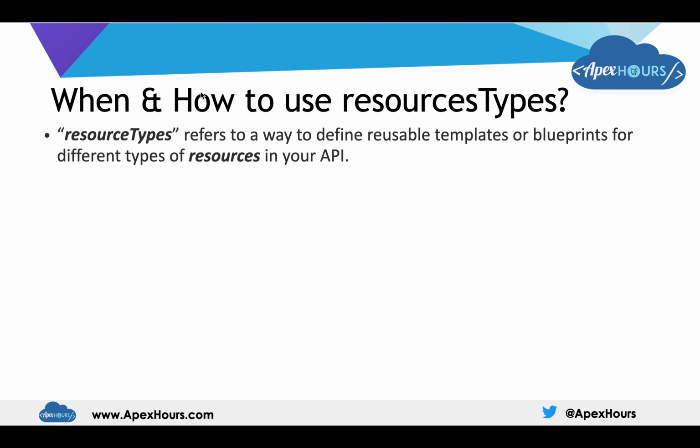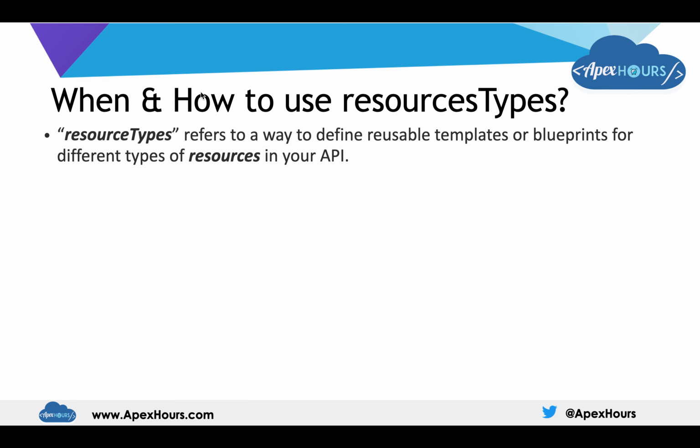Resource types are nothing but a way to define reusable templates or blueprints for different types of resources in your API. Again, I have explained what resources are in our previous session. For example, you are developing 10 APIs for 10 different use cases. Again, I am generalizing the explanation, so try to understand in an easier way. In those 10 APIs, if you feel that there is a common functionality among all those APIs, then you don't have to write the same code again and again. That is the concept of resource types.